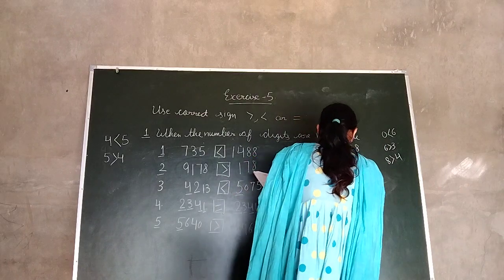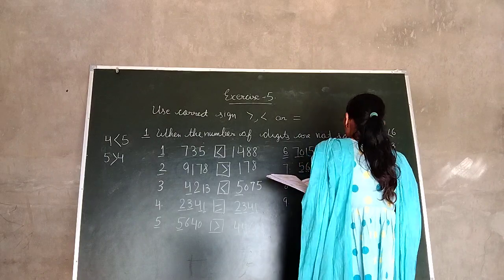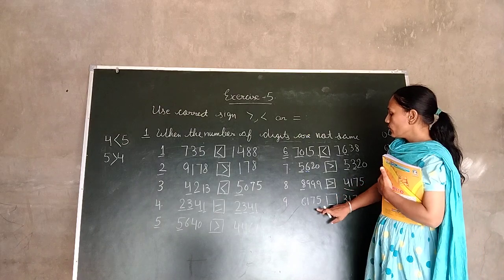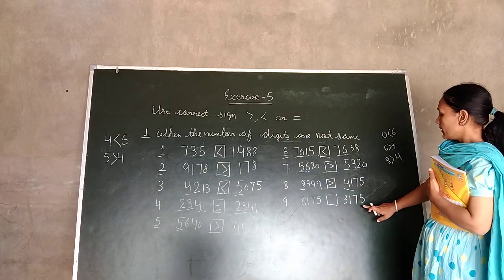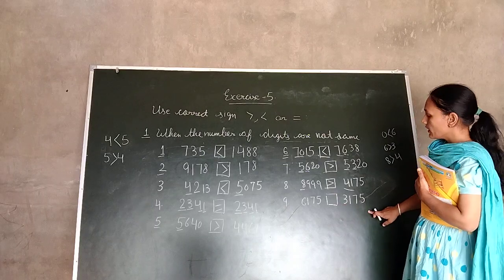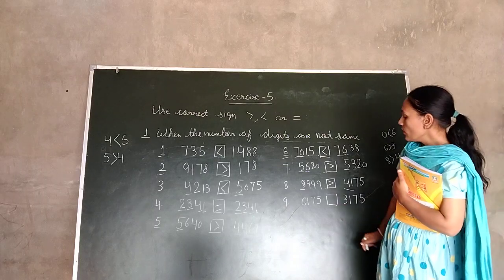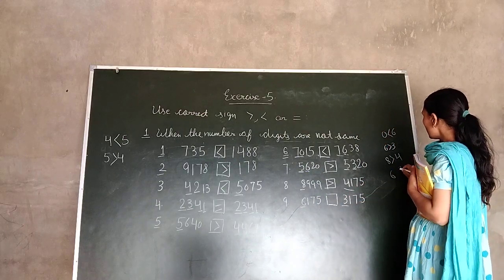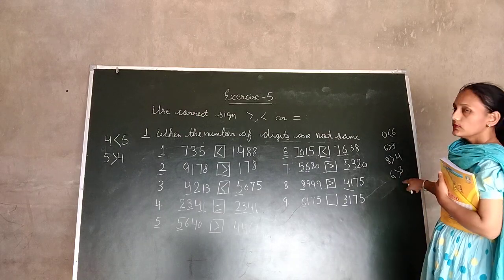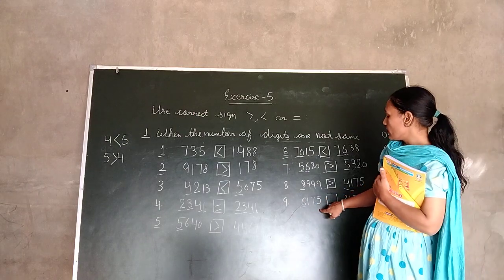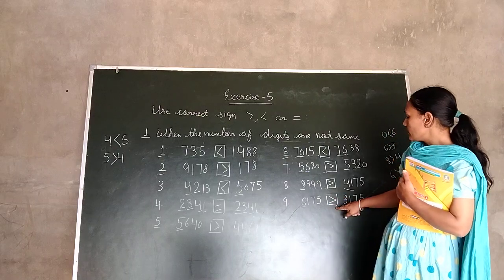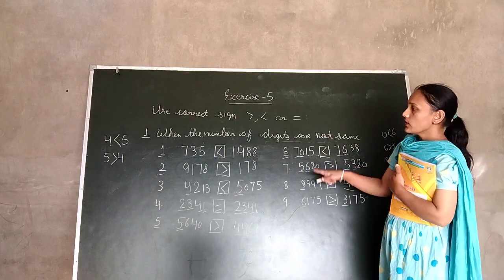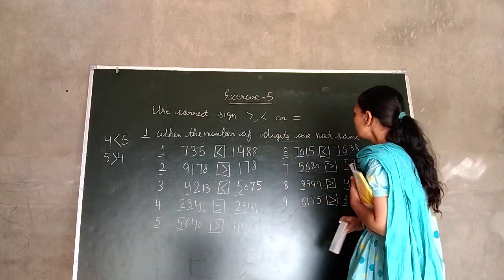Next, question number 9. 6175 and 3175. First of all, we will count the number of digits. 1, 2, 3, 4. In this number we have 4 digits. Here 1, 2, 3, 4. In this number we have 4 digits. Next, we will compare the digit in thousand place. Here we have 6 and here we have 3. 6 is greater than 3. So what it means, 6175 is greater than 3175.